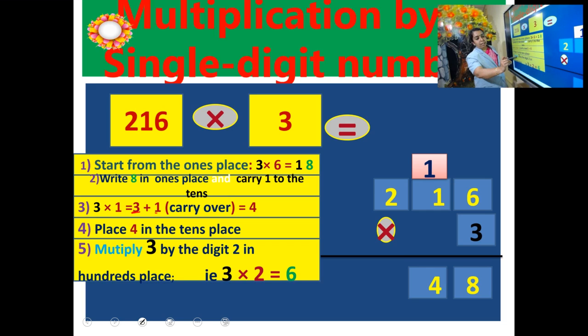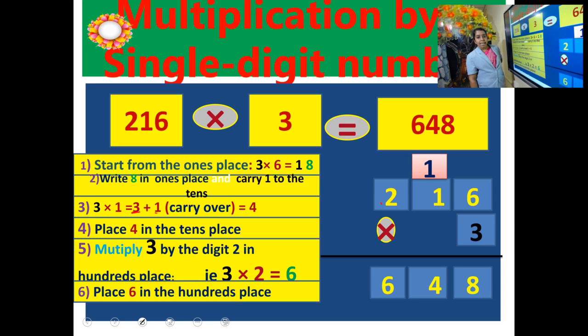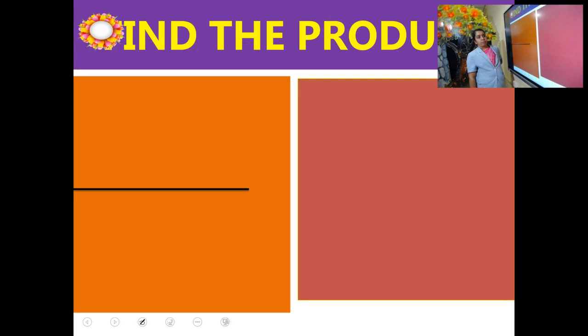The next step is you have to multiply 3 and the digit in the hundreds place. That means multiply 3 by the digit 2 in the hundreds place. 3 2s are, yes, say the answer speedily. 3 2s are 6. Where do you have to write 6? Yes, in the hundreds place, just below the 2. Is it clear? So your answer is 648.